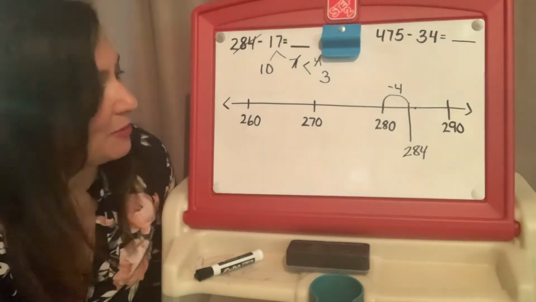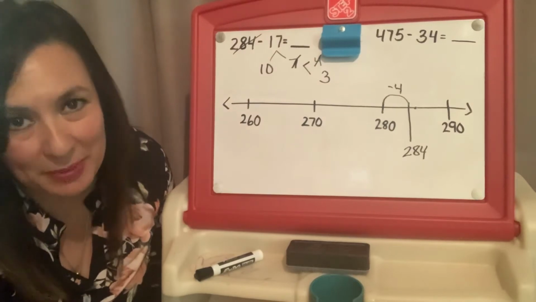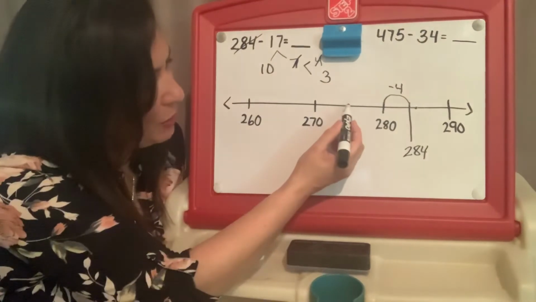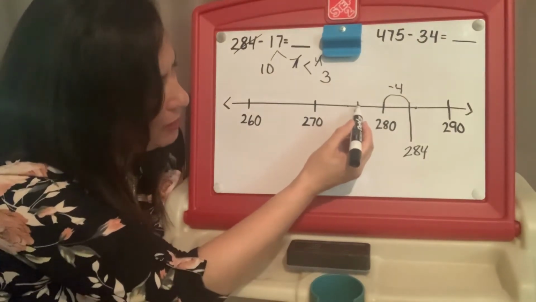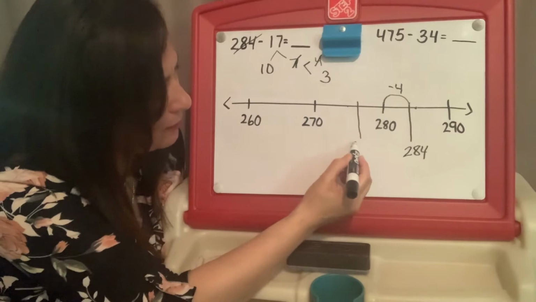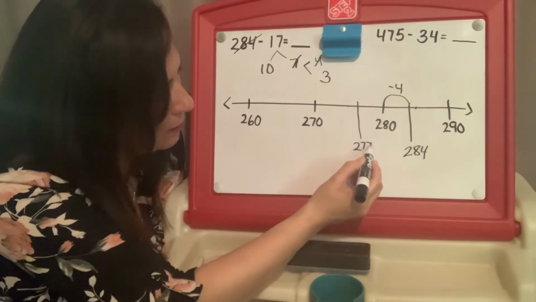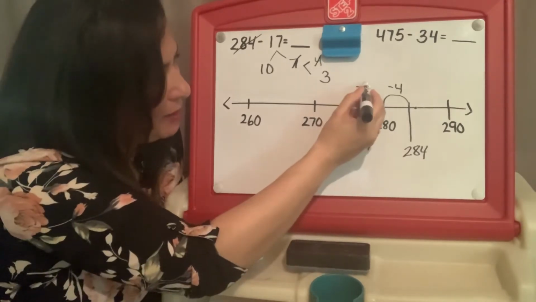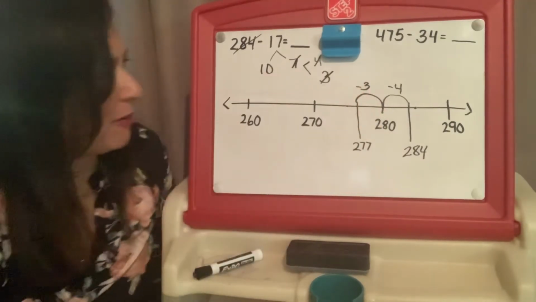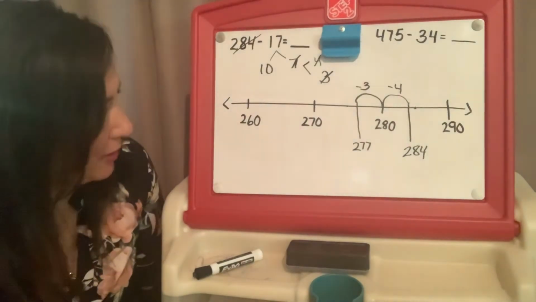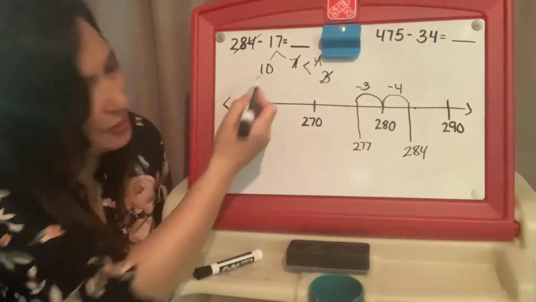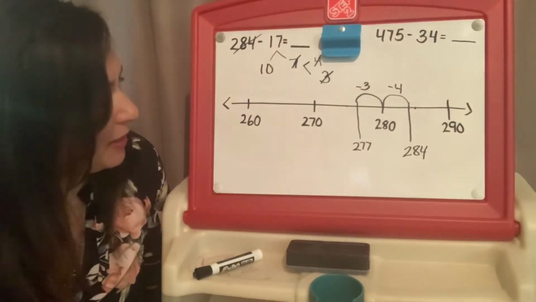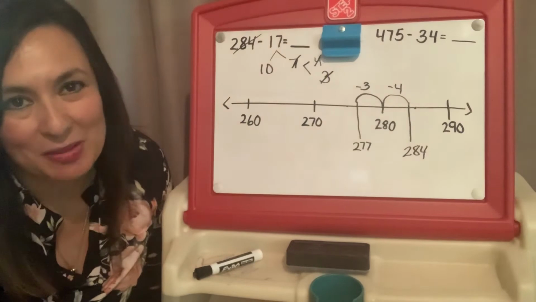280 subtract 3. What would 280 subtract 3 be? Say it if you know it. 277. Well, this would be 275, so 277 would be about here. I've positioned it. I'll draw the jump, and that is my subtract 3. Now I've taken care of the other part of 7. All I have left is to subtract 10, right?